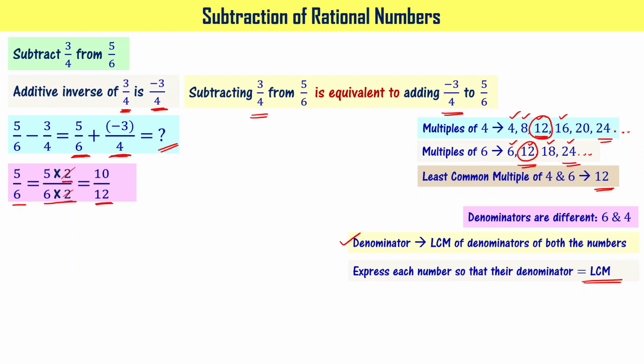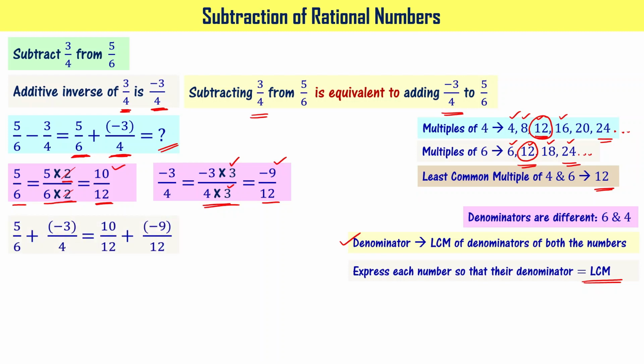Similarly, we can express minus 3 by 4 as minus 9 by 12. For that, we are multiplying both the numerator and denominator with the same number, that is 3. 4 times 3 is 12, and minus 3 times 3 is minus 9. Now you have two numbers, 10 by 12 and minus 9 by 12.